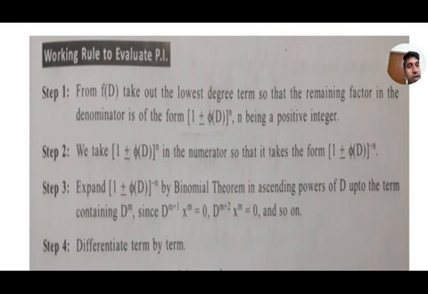Third step, expand (1 plus or minus φ(d)) to the power of minus n by the binomial theorem or these formulas directly, up to d to the power of n, and differentiate term by term. So the first step is converting f of d into 1 plus or minus φ of d whole to the power of n, bring it into the numerator so we get the power of minus n, expand, and then differentiate term by term. How, we will see in the problems.